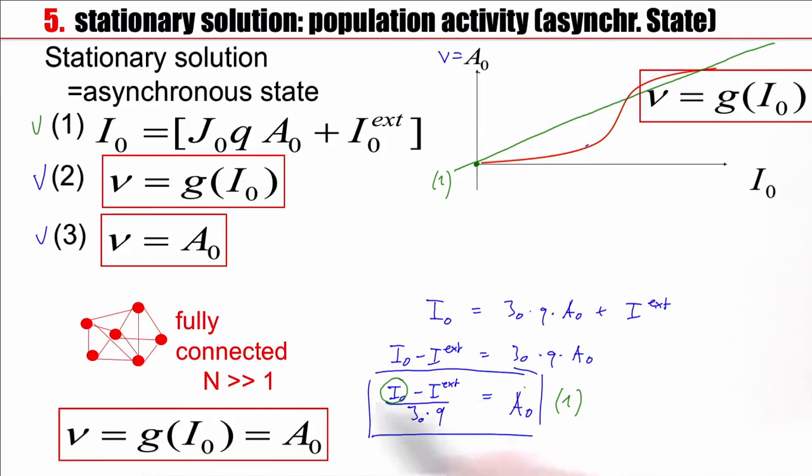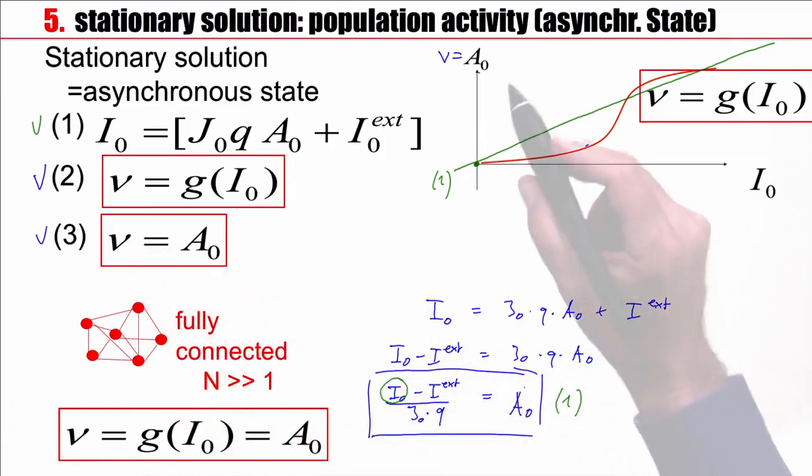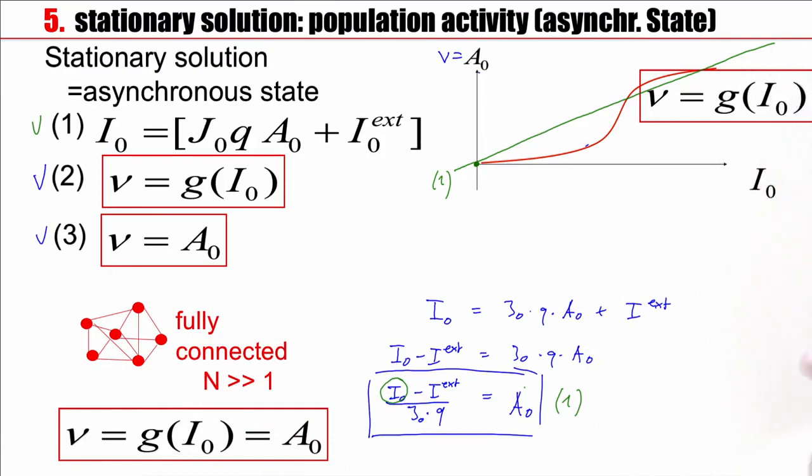Now at the same time, because of equation 2 and 3, A0 is also the red curve as a function of the total input. If all equations have to hold at the same time, then the solution is at the crossing points. So these are potential solutions where the network is in a stationary state of asynchronous firing. There's a low activity state and there's a high activity state. There's another one which turns out to be unstable. Now, what happens if we change the external current? If we increase the external current, we get a negative offset.